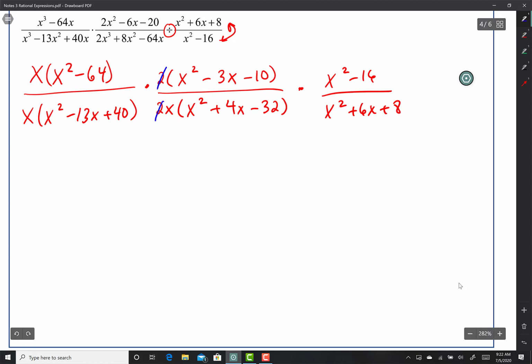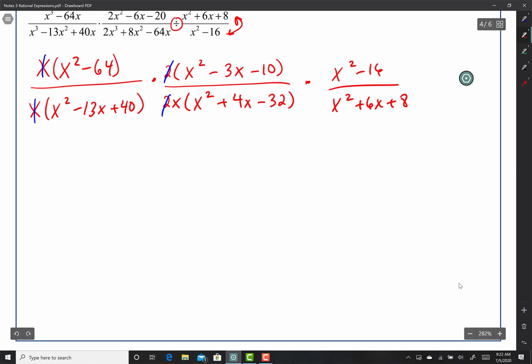I see this 2 and that 2. I'm going to cancel those right off the bat. I see that x and that x. I'm going to cancel those right off the bat. Now I'm going to go ahead and expand where I can. X squared minus 64, that's the difference of squares. So I'm going to write x plus 8, x minus 8.